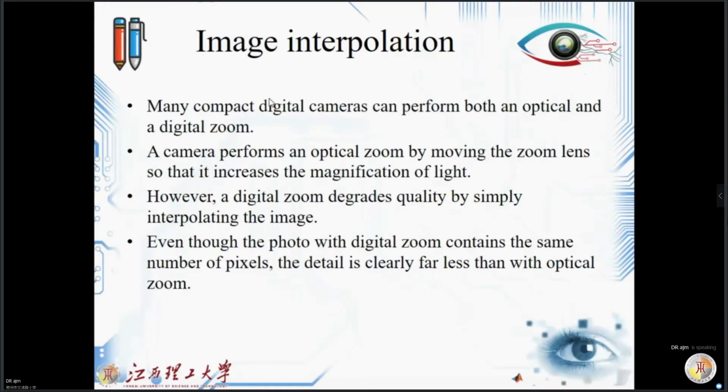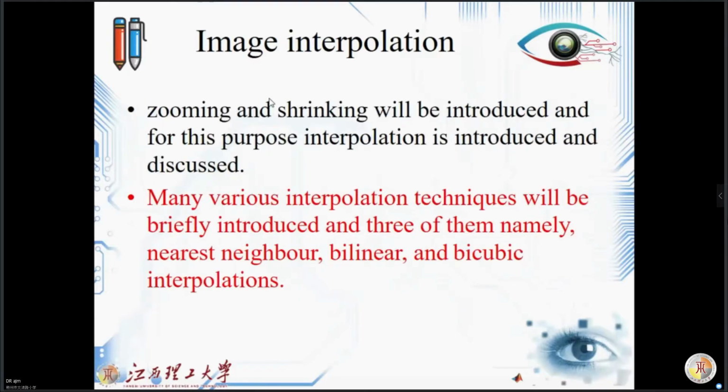Many compact digital cameras can perform optical and digital zoom. A camera performs optical zoom by moving the zoom lens so that it can increase the magnification of the light. However, digital zoom degrades the quality by simply interpolating the image. Even though the photo with digital zoom contains the same number of pixels, the detail is far less than with optical zoom. Zooming and shrinking will be introduced for this purpose of interpolation and discussed here. Various interpolation techniques will be introduced, three of them namely nearest neighbor, bilinear, and cubic interpolation.